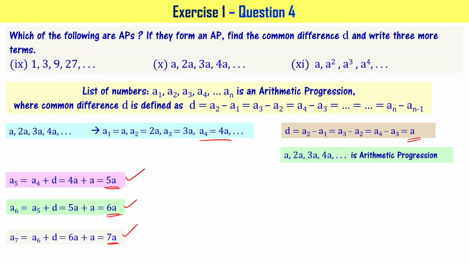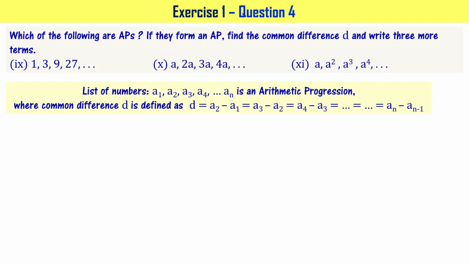Let's write the whole series. These 4 terms were given in the problem statement, and we have written 3 more terms, right? Now let's look at the next part of the problem. That is a, a square, a cube, a power 4, and so on, right? So when you look at this, you can say that a1 equal to a, a2 equal to a square, a3 equal to a cube, and a4 equal to a power 4, right?